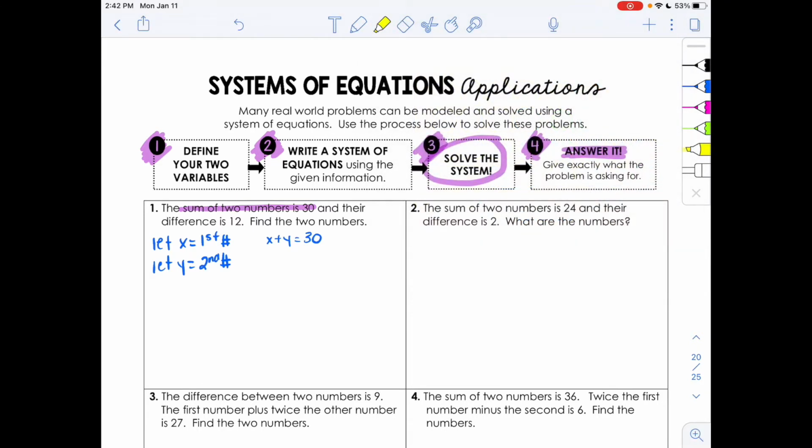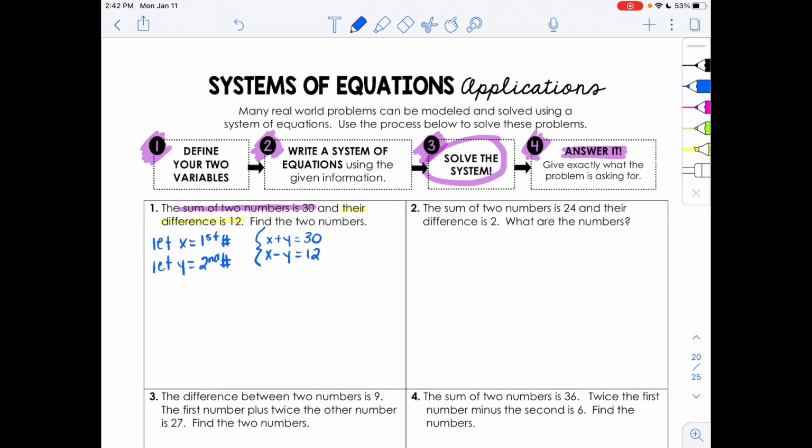Then their difference is 12. We can use this part of the problem to write our second equation. So if I were to subtract my two numbers, x minus y, that equals 12. So now I've written a system to help model this problem. Now I can solve this system with any method, elimination or substitution or graphing, to find those two numbers.